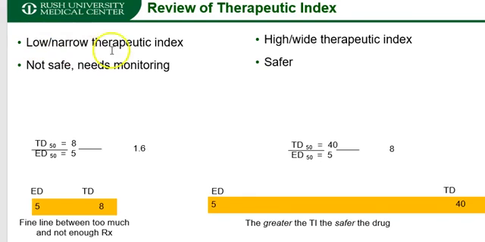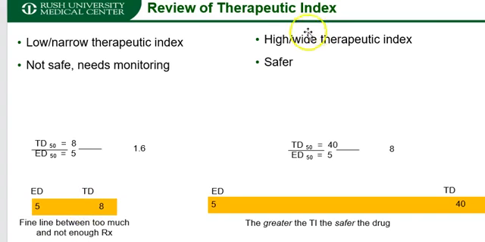Drugs that have a low or a narrow therapeutic index tend to be not safe, and these drugs need meticulous monitoring. So what does that mean? You physically have to draw the patient's blood every so often to be sure that they're in this relatively tightly controlled range. So if the TD is 8 and the ED is 5, the therapeutic index is 1.6. That doesn't give you much room for dosing adjustments. And as this points out, there's a very fine line between too much drug and not enough drug. You only have 3 milligrams to play with.